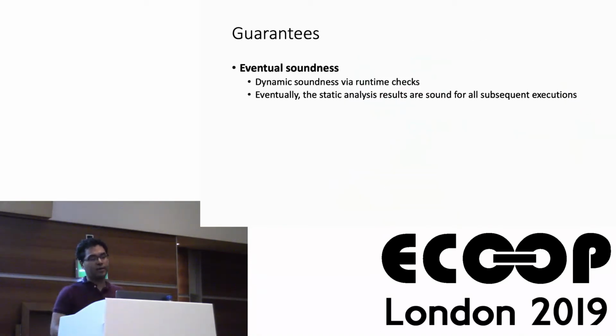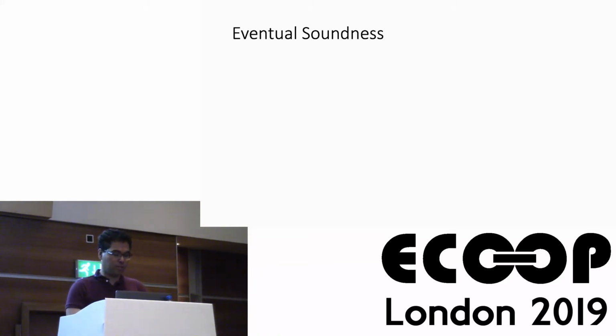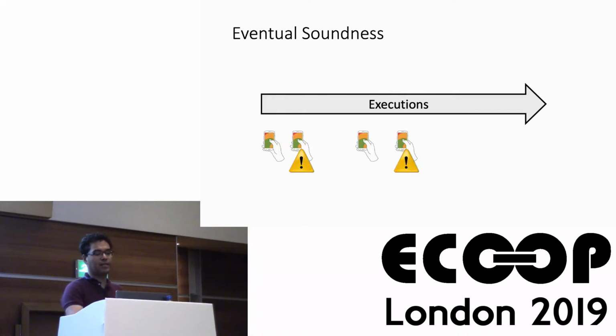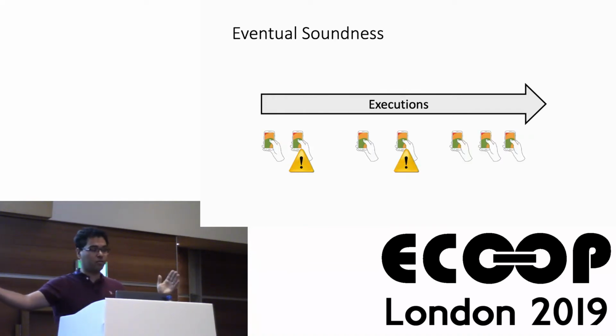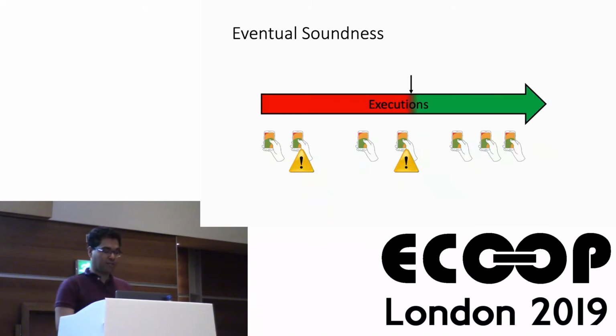So we do get a dynamic soundness guarantee by using the runtime checks. In addition, we get this extra guarantee that eventually the static analysis results will be sound with respect to all subsequent executions. What do I mean by that? If you look at the sequence of executions on user devices, there are going to be reports of counterexamples early on, but we guarantee that there comes a point in time at which no future reports will ever be issued. So the number of counterexamples that can ever be issued is finitely many.